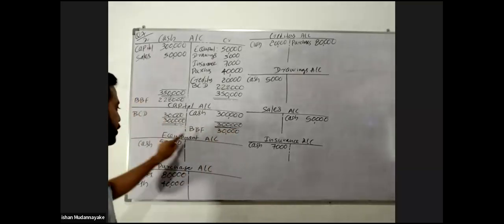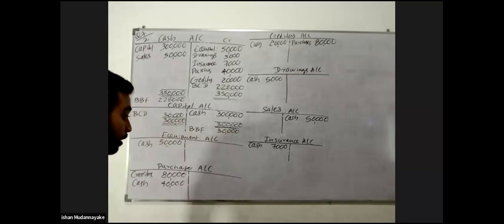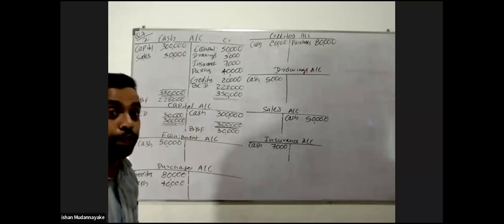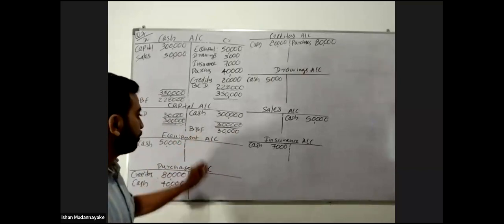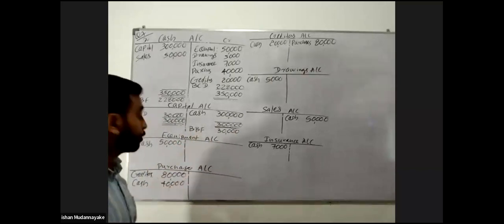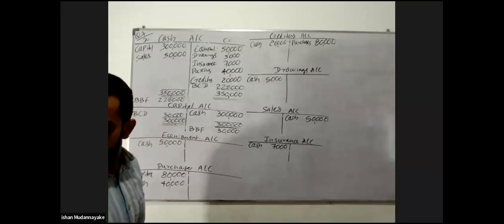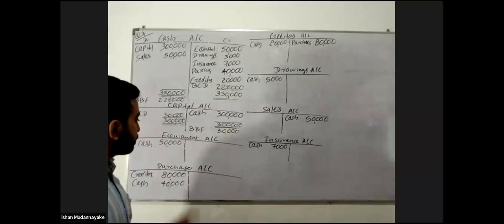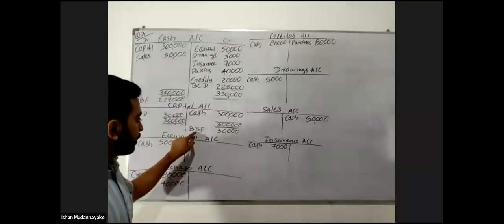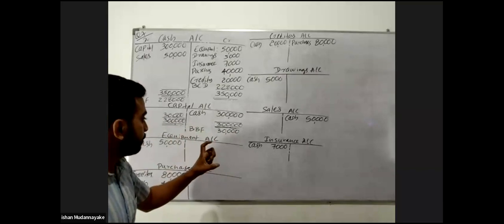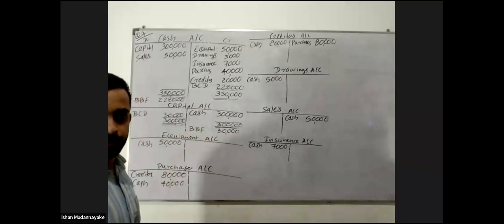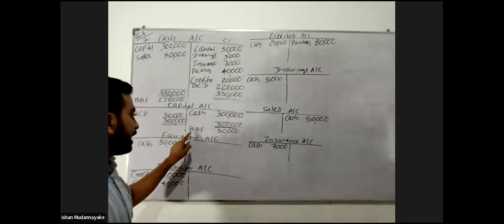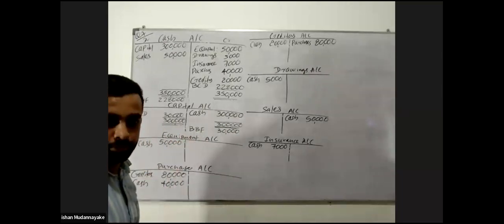Balance carried down, balance brought forward. BBF, you can write it as balance brought down. Now it should be balance brought forward. In Cambridge O level and A level, write it as balance brought down. But in our local A level and O level, we need to write it as balance brought forward, BBF.